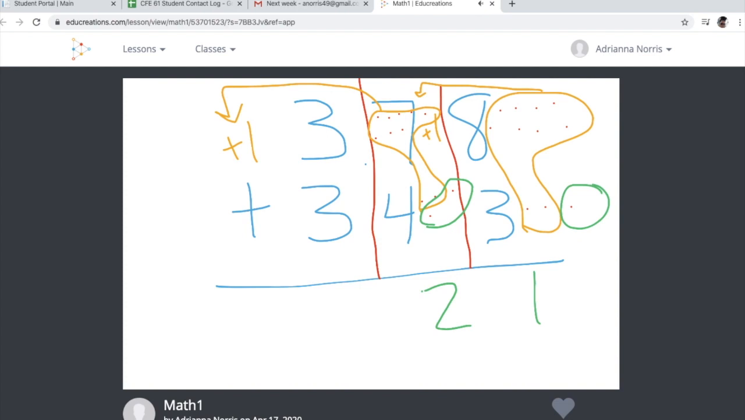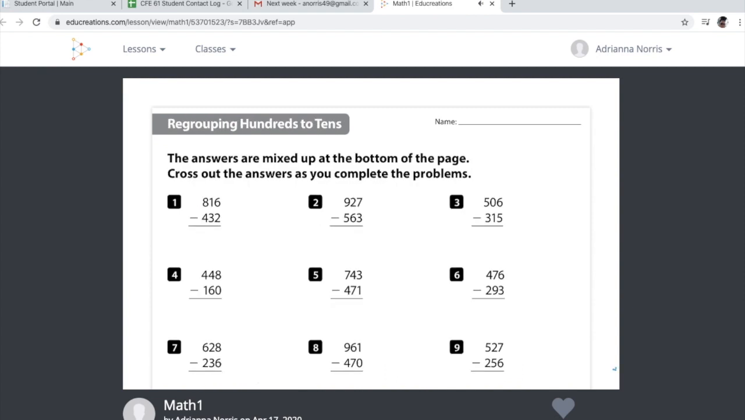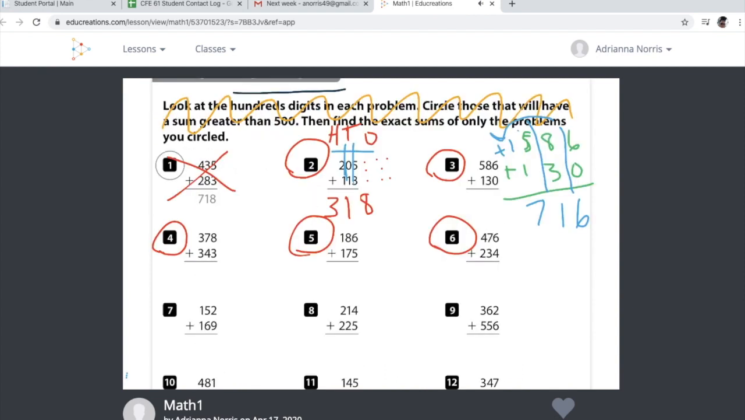And now I go to the hundreds place. I have a 3, a 3, and a 1. And what does that equal? That equals 7. So your answer should be 721. So go back here, should be 721.